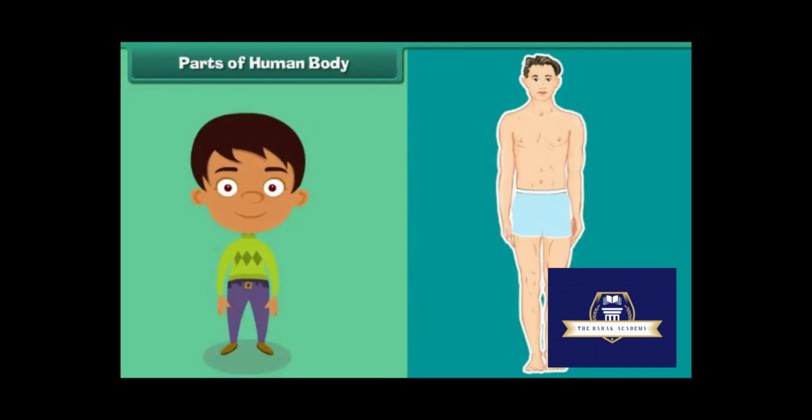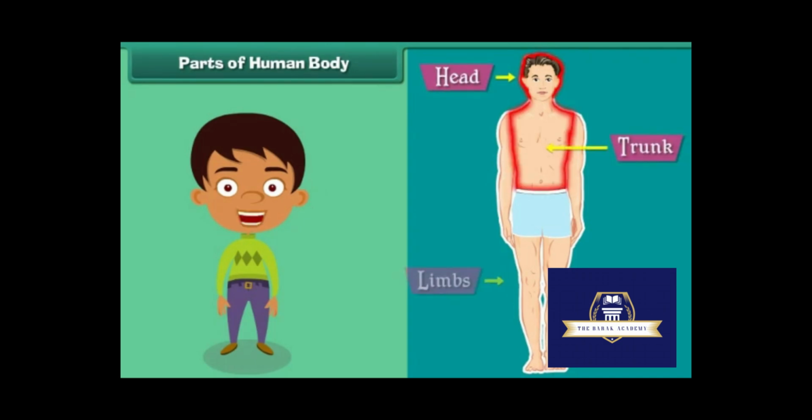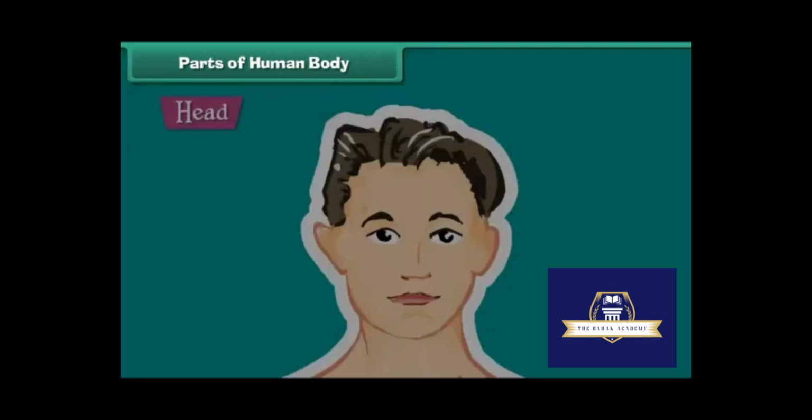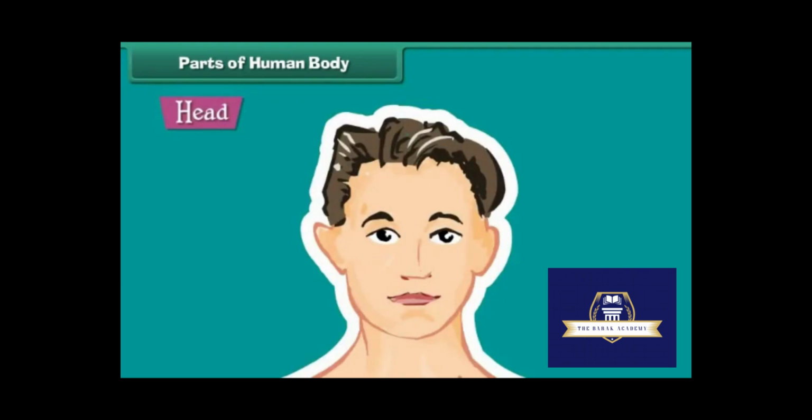Parts of human body. Human body is divided into 3 main parts. They are head, trunk, limbs. Head is the uppermost part of the body. Eyes, ears, nose and mouth are located on it.